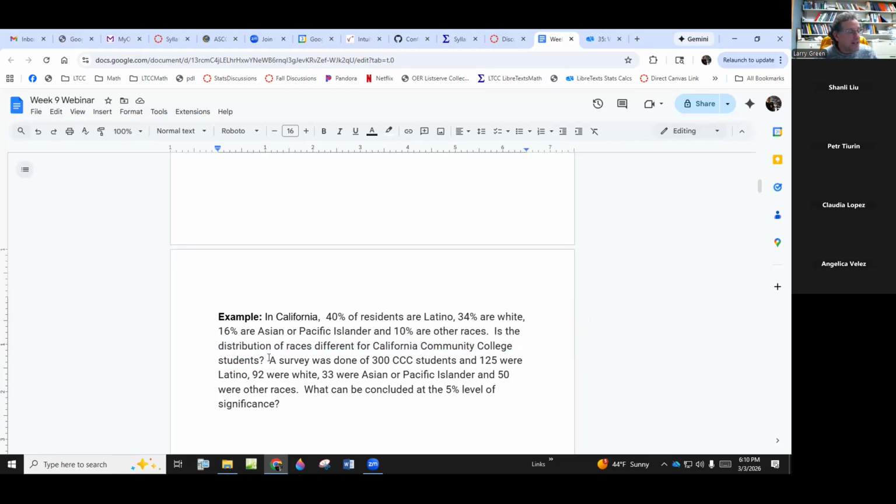Okay. And then I should probably say, suppose a survey was done, because I did make this up. A survey was done of 300 California community college students, and 125 were Latino, 92 were white, 33 were Asian or Pacific Islanders, and 50 were other races. What can be concluded at the 5% level of significance?